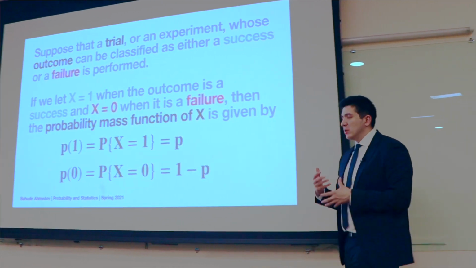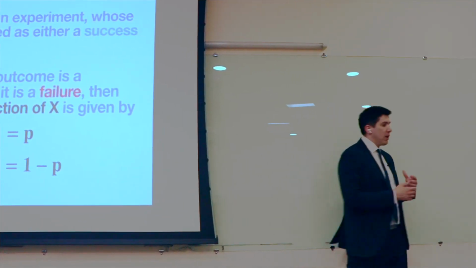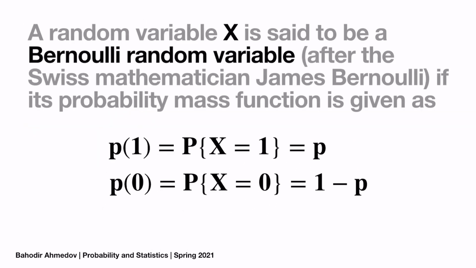We are going to talk about this variable. We're going to combine this trial in many different ways, and we're going to talk about 2 important probability distributions. One is called the binomial distribution, and another one is called the geometric distribution. But this variable itself is called the Bernoulli random variable, which is named after the Swiss mathematician James Bernoulli.